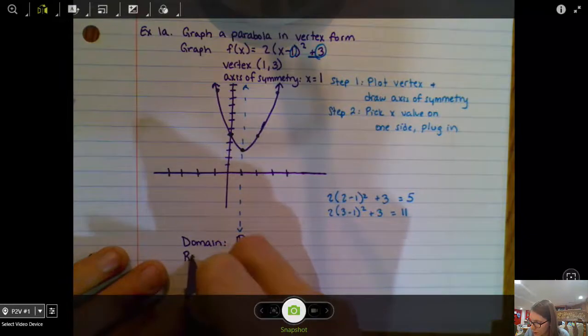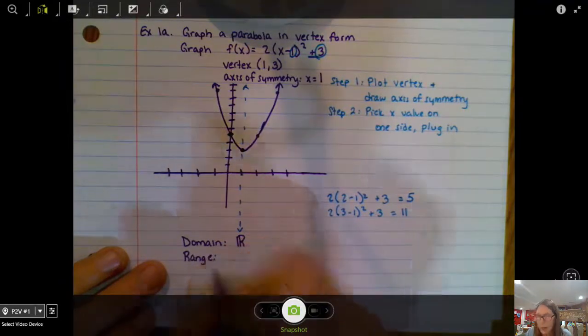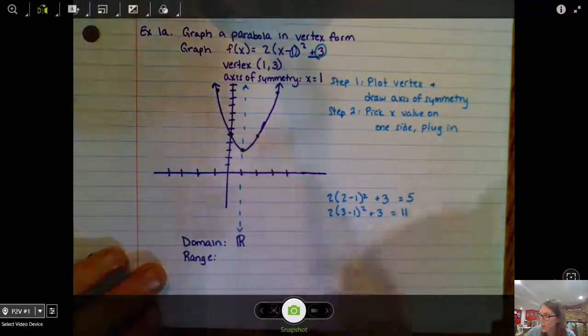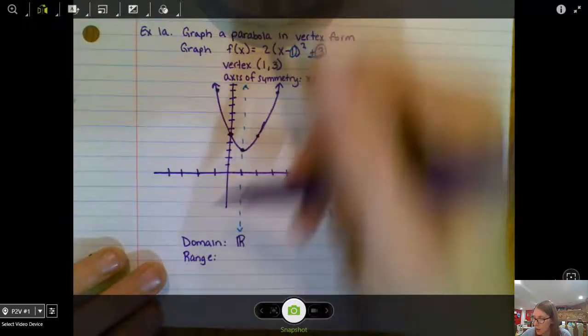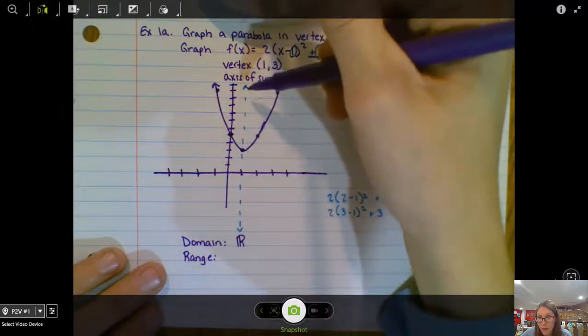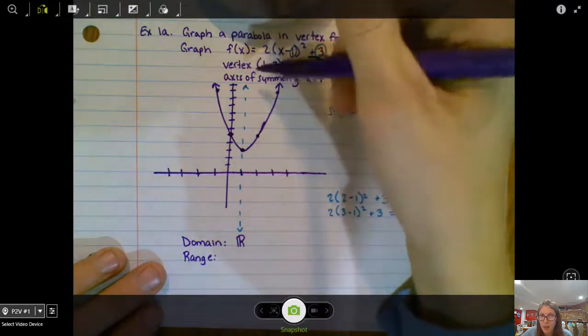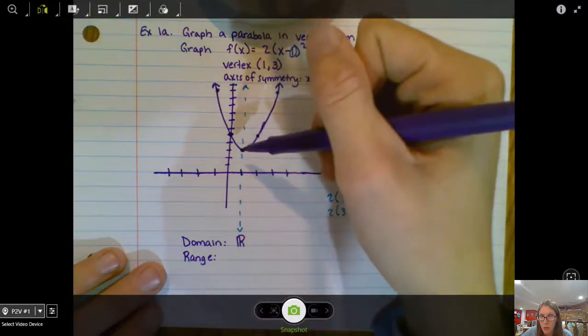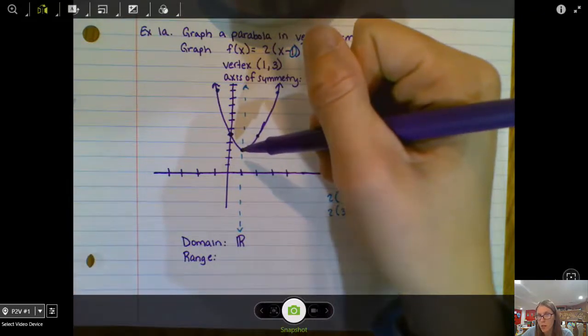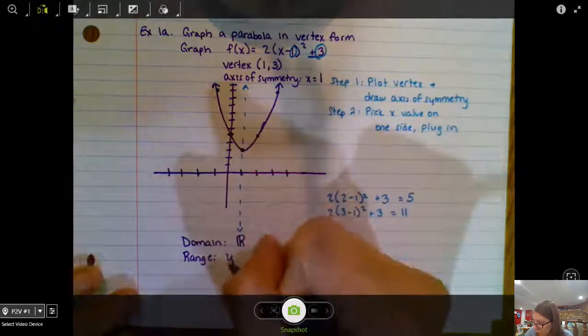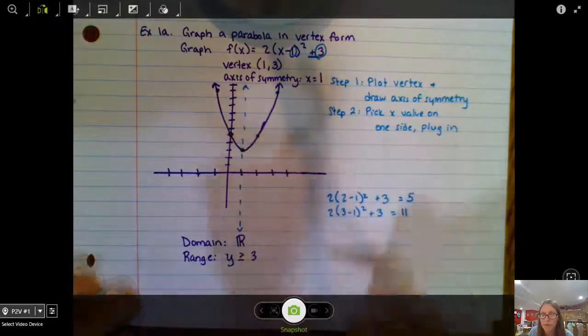And then range, that's where we are looking at the possible y values on our function. How far up, how far down does our graph go? Well, we're going to go up forever because of these arrows. The farthest down we go is to 3. So all of our y values are above 3. Y is greater than or equal to 3 is our range.